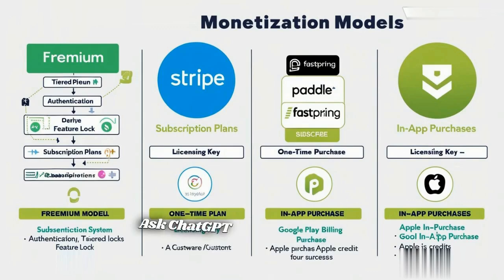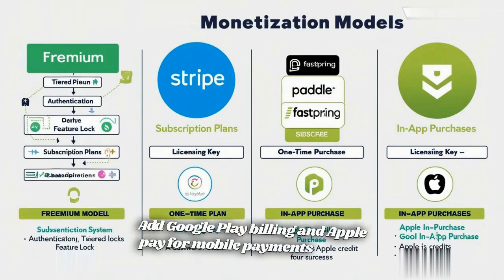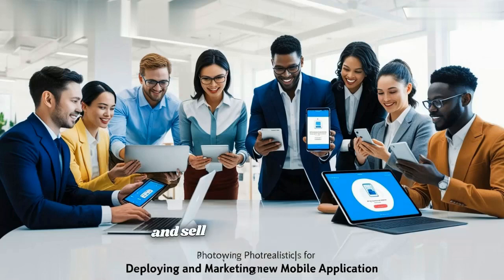Ask ChatGPT, generate scripts to implement pricing models in my app. Pro tip: add Google Play billing and Apple Pay for mobile payments. Deploy and sell your AI app. Now, let's launch your app and start earning.